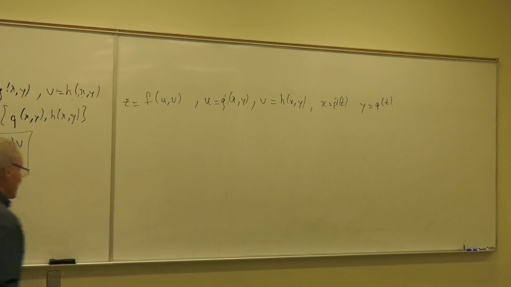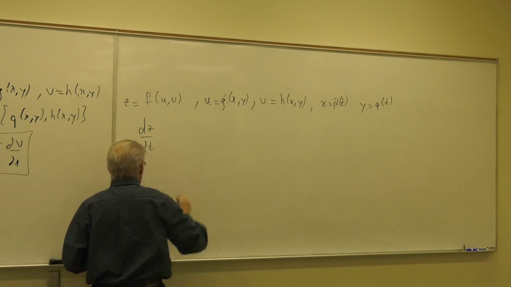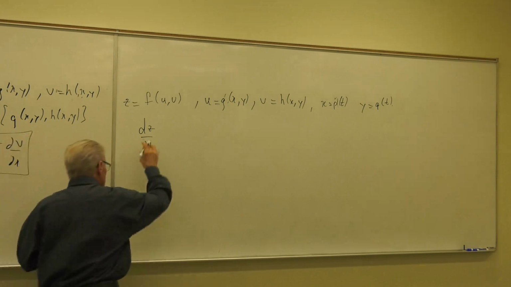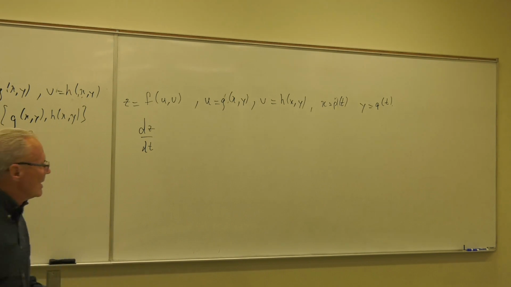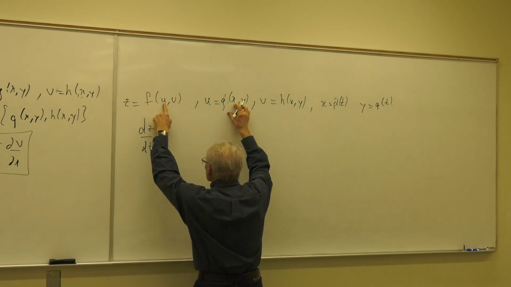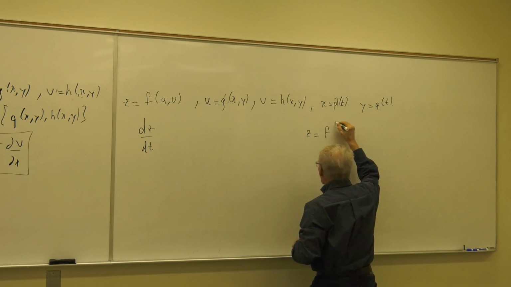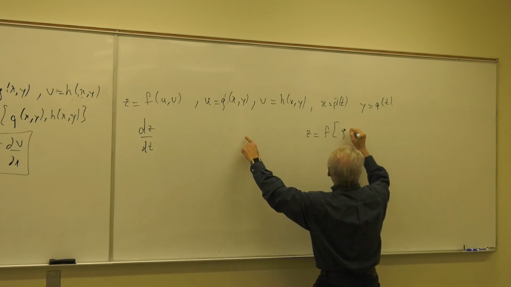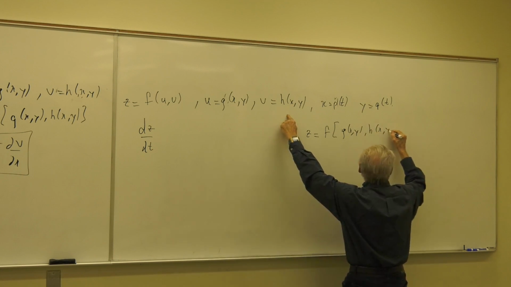And I want you to calculate, and notice I'm going to say dz/dt, not the partial derivative. If I were saying the partial derivative, I would be saying there's something to be held constant. But you can look at this and say, Z is equal to f of u, which is g of x and y, and v, which is a function of x and y. So you could write that.